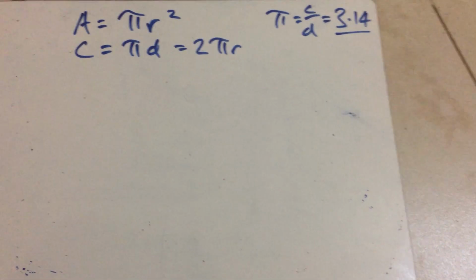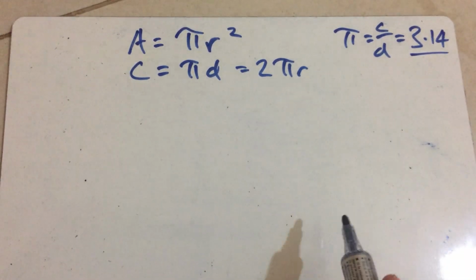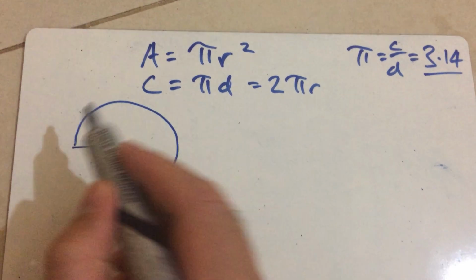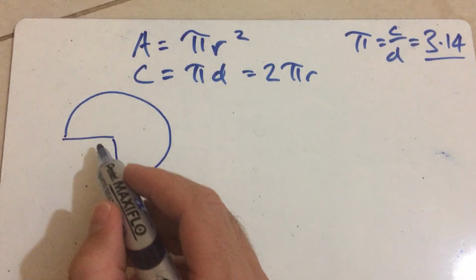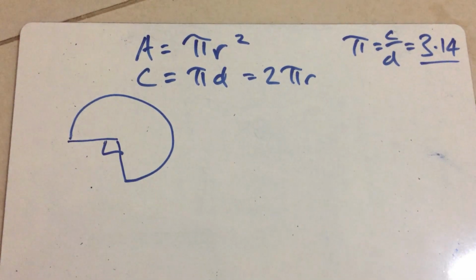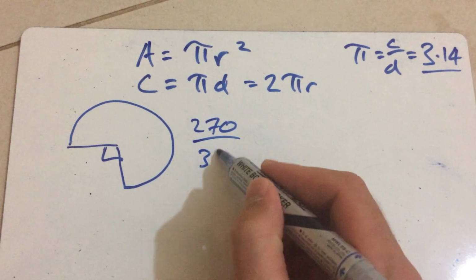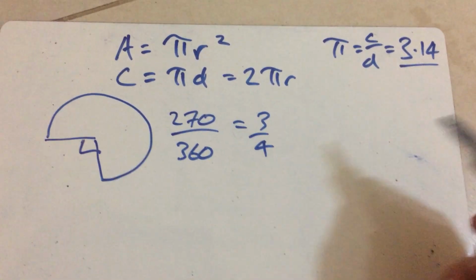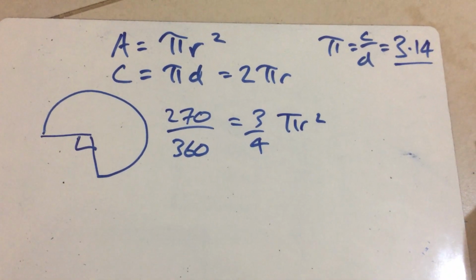So let's look at some different examples rather than just straightforward circles. We're going to look for one where there's a circle where part of it has been cut out. So we've got 3/4 of a circle. So say 90 degrees has been cut out. So we know we've got 270 degrees here, out of 360, we've got 3/4. So whatever we work out for the area, we're going to times that by 3/4.